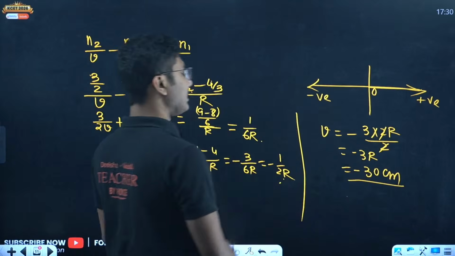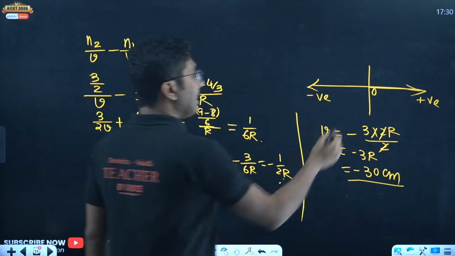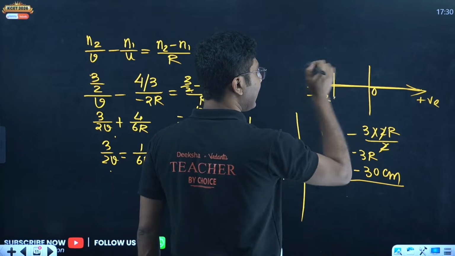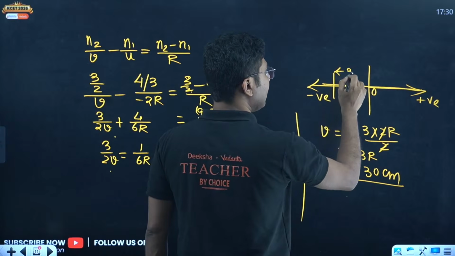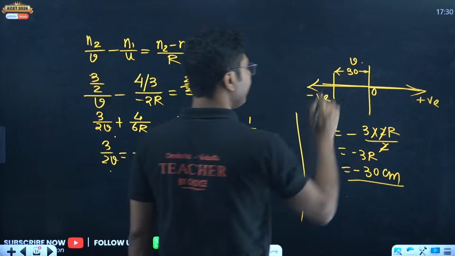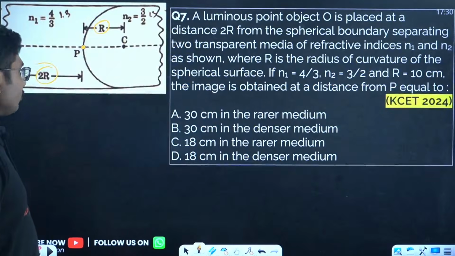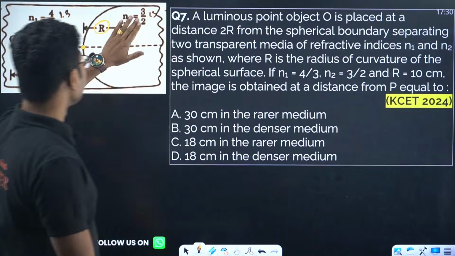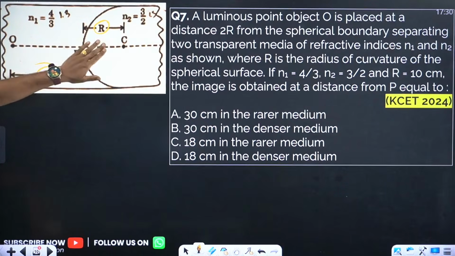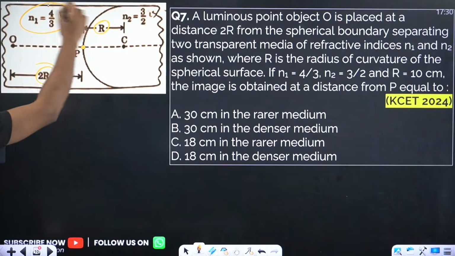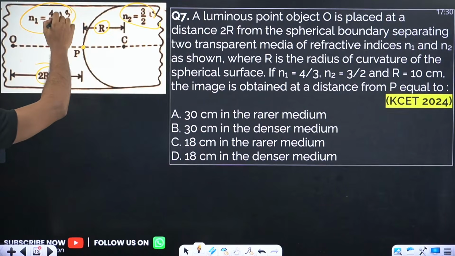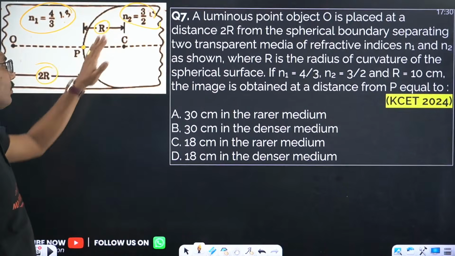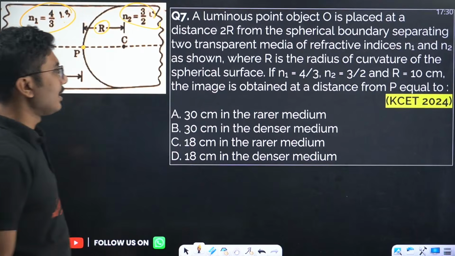So minus 30 centimeter means on which side it is? It must be along the negative x-axis. So this must be the v. Okay, so now let's go back to our question. 30 centimeter is the answer, and the answer is on the rarer medium, because this is rarer, this is denser. 1.33, it is 1.5. So 30 centimeter on the rarer medium.